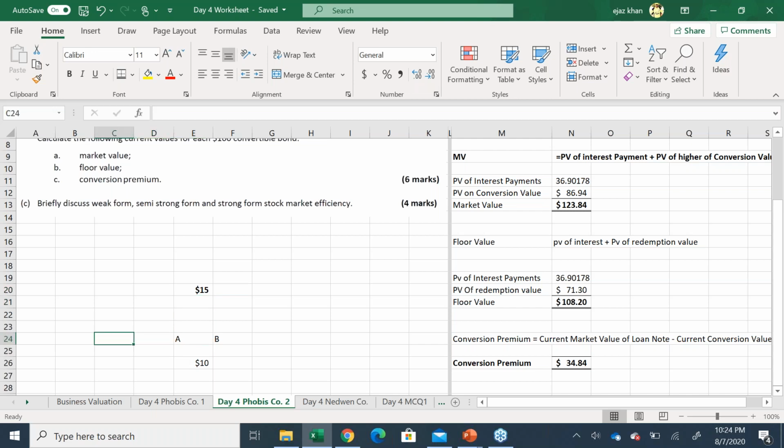Okay, let's assume the practical form of stock market, which is the semi-strong form. In the semi-strong form market, the moment A makes this information public, the stock market will respond immediately. So whenever A announces in the newspaper that it is acquiring B, the share price will immediately go from 10 to 15. All the sellers in the stock market will increase this price to $15.